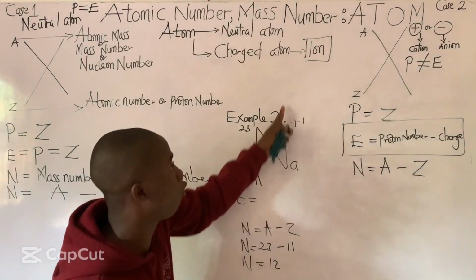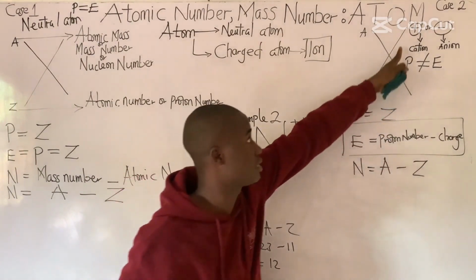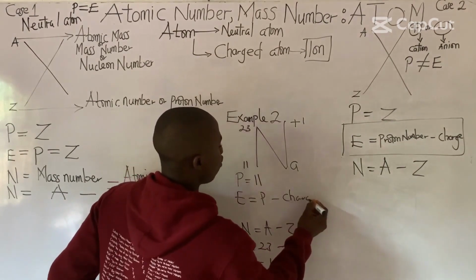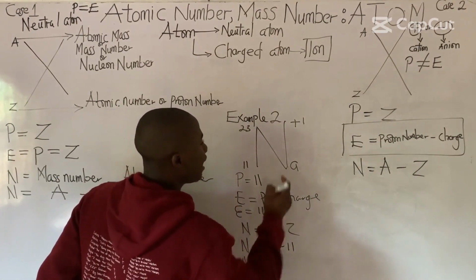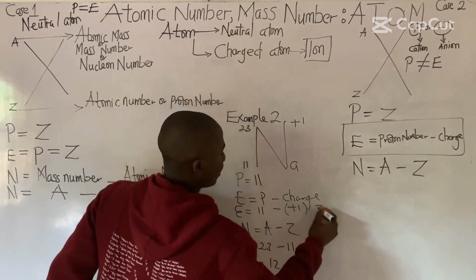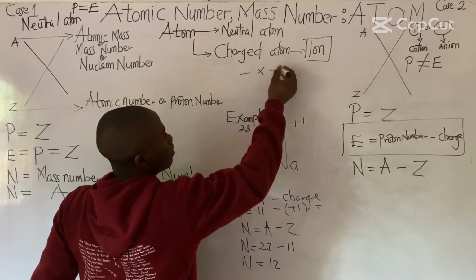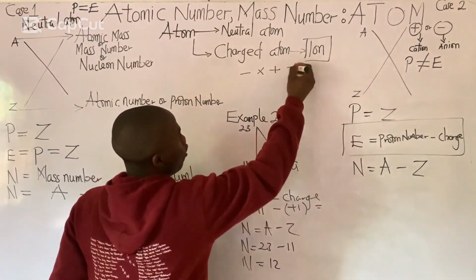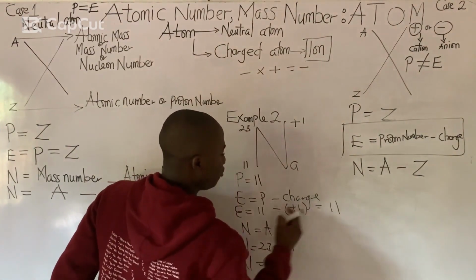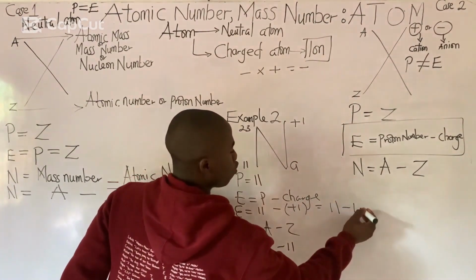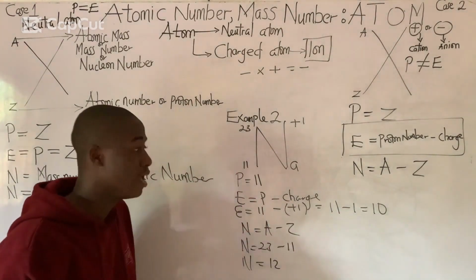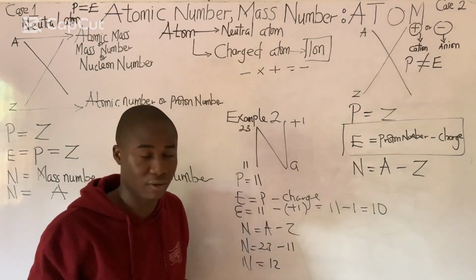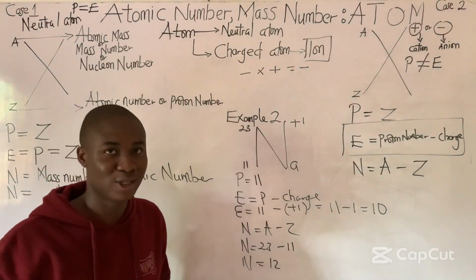But remember, this is for a charged atom, and to be precise, a positively charged atom. So we use our formula, which is proton number minus charge. The proton number is 11, minus our charge. The charge, you put it in a bracket. In mathematics, minus times plus, bracket means times, will give us minus. So 11 minus 1 is what? 10. So the PEN for this atom is 11, 10, 12 respectively. You can see how questions of this sort are solved without stress.